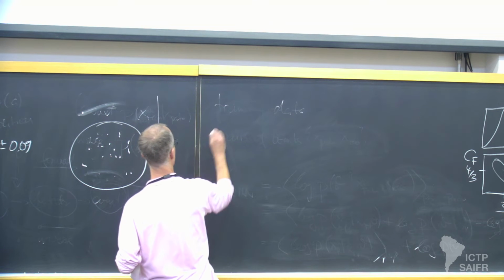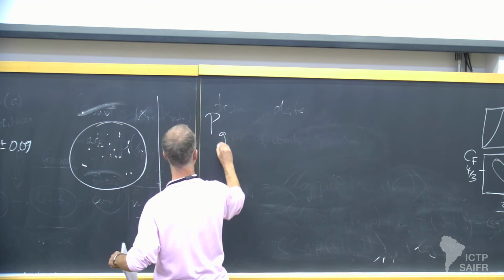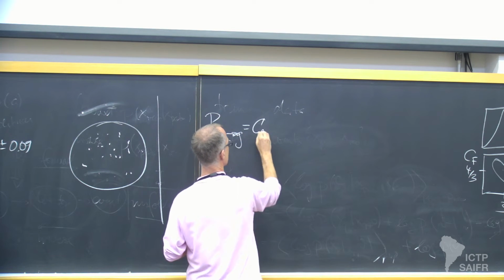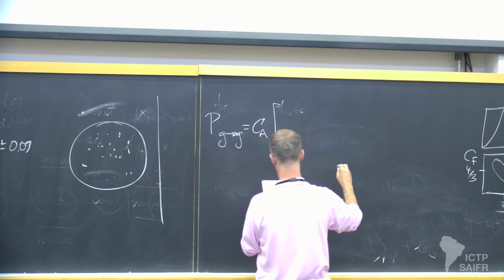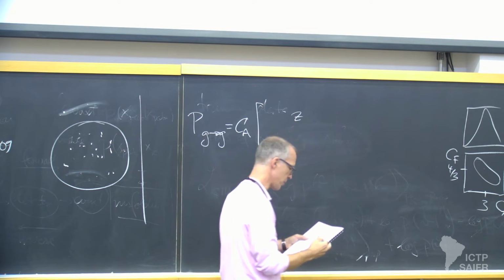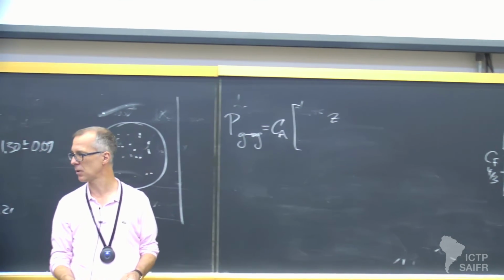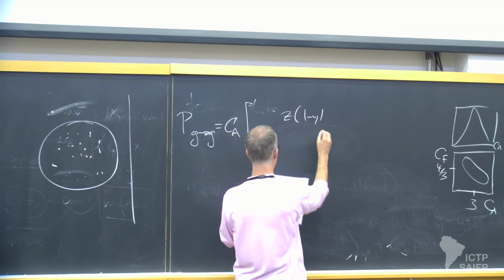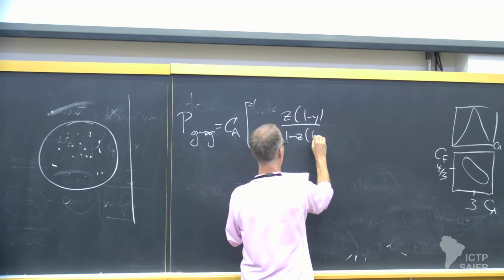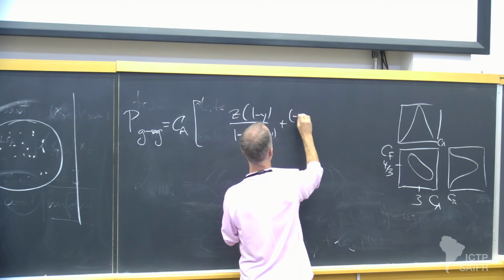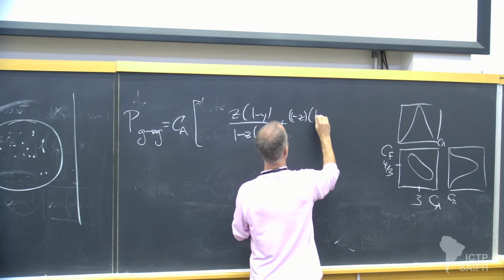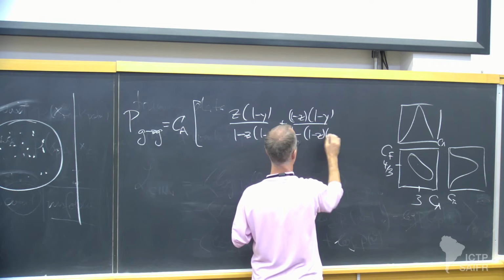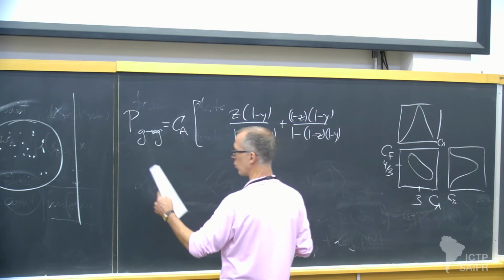If you want to do better, it's, of course, the splitting kernel for glue to glue. The form has a CA here, and then a term that goes like, in terms of momentum fraction Z, and Y is the reduced angle: 1 minus Y divided by 1 minus Z, 1 minus Y, plus things mirrored in Z. It's always symmetric in Z and 1 minus Z because it's two gluons.